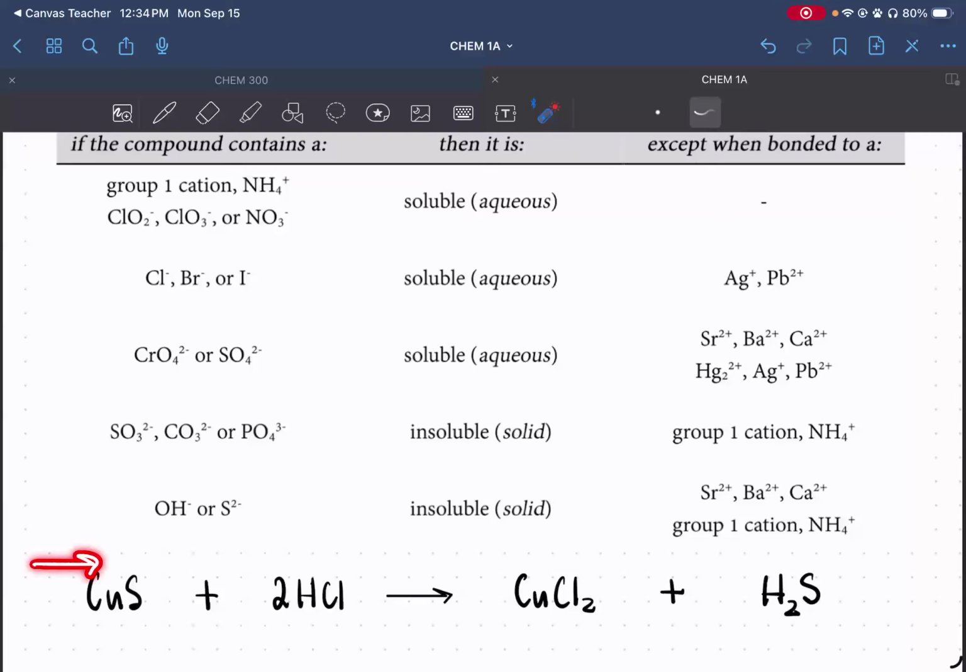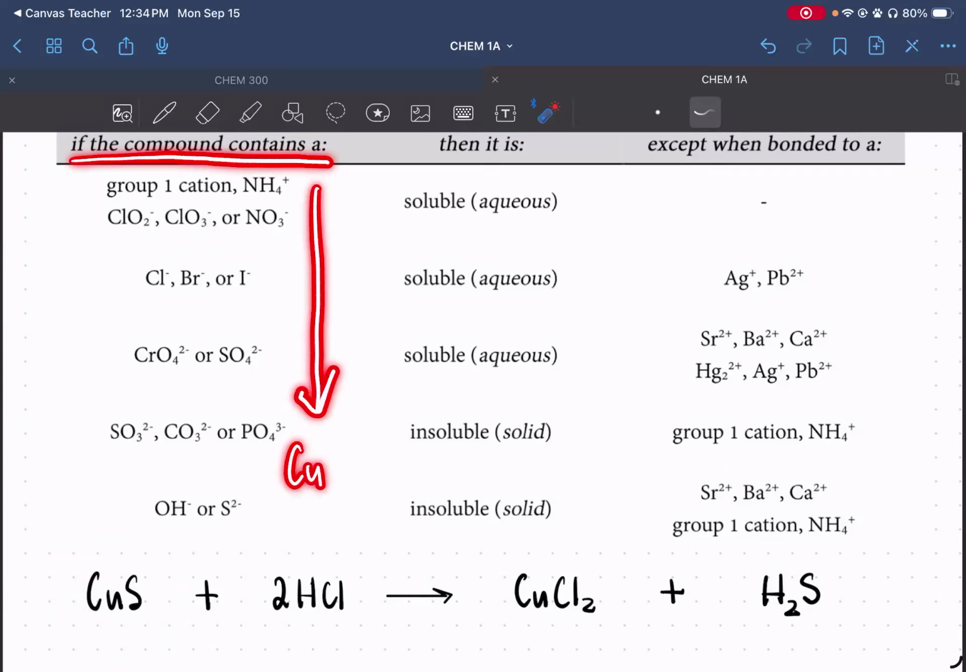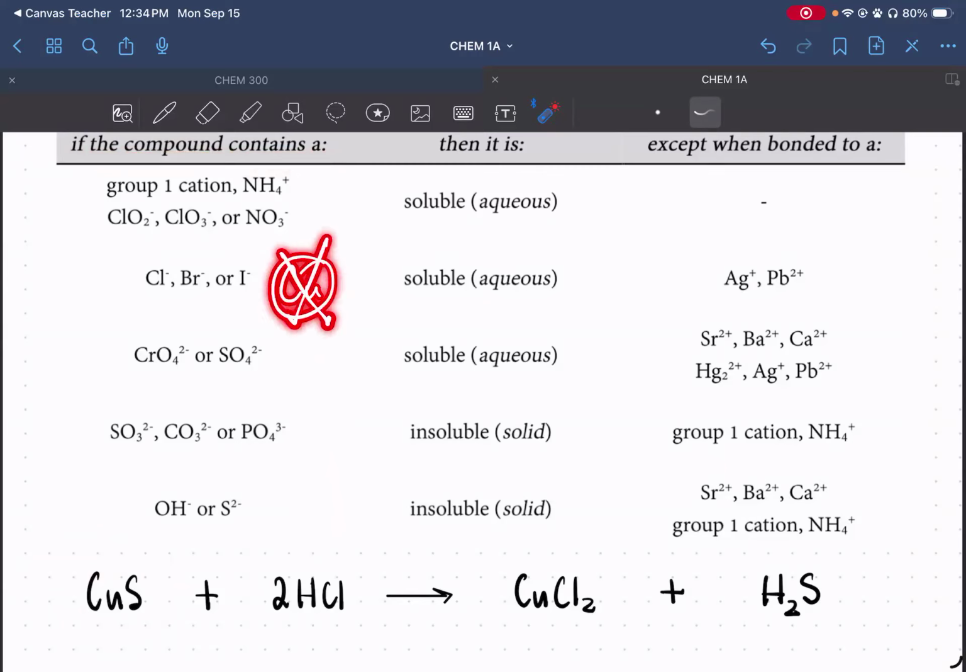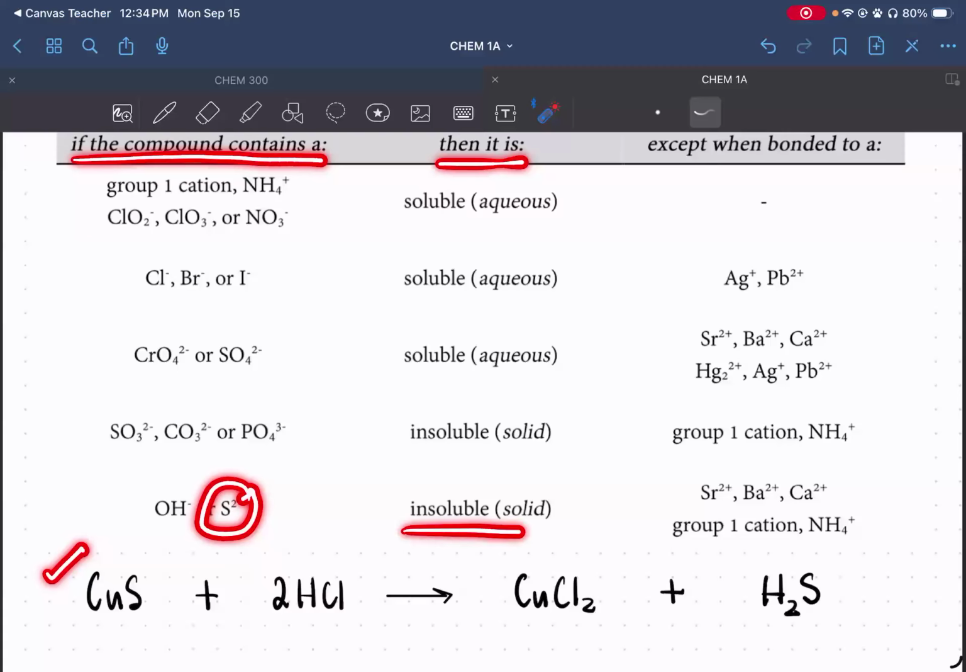Working from left to right, we're going to look at copper sulfide first. So we're going to go if the compound contains, and we're going to look through that list for either copper or sulfur. Pretty quickly, you should recognize, well, there is no copper in this at all, not in that table. However, there is a sulfur right down here at the bottom. So if the compound contains a sulfide, which it does, then it is insoluble, aka solid.